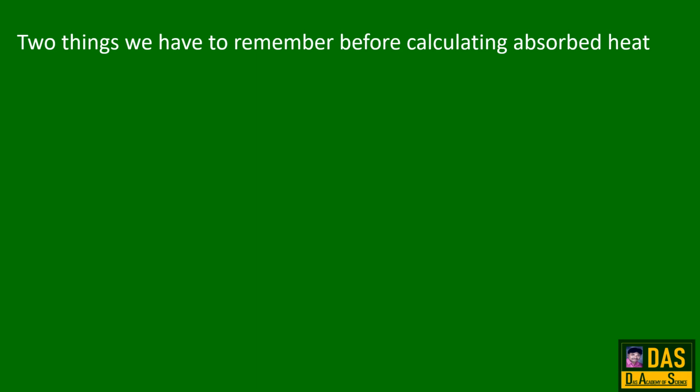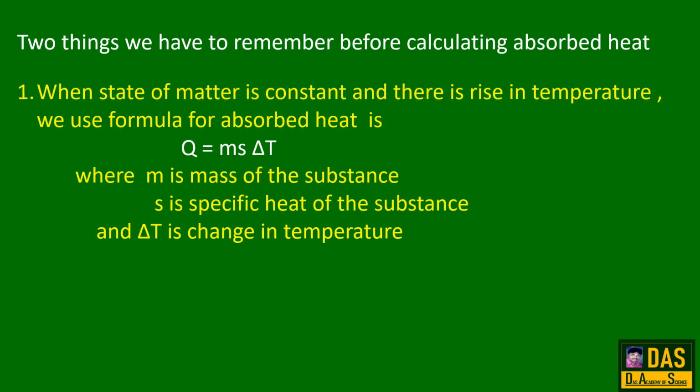Two things we have to remember before calculating absorbed heat. First one is, when the state of matter is constant and there is a rise in temperature, we use the formula for absorbed heat, Q equal to m s delta T, where m is the mass of the substance, S is the specific heat of the substance, and delta T is the change in temperature.